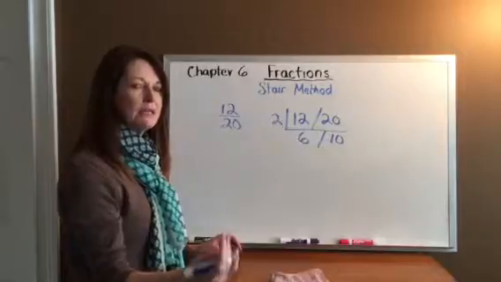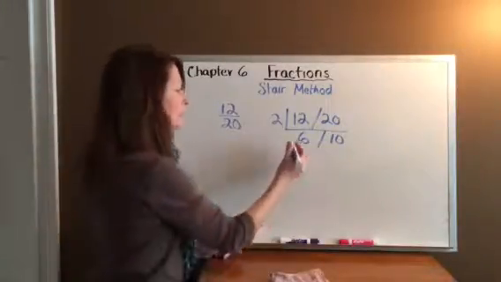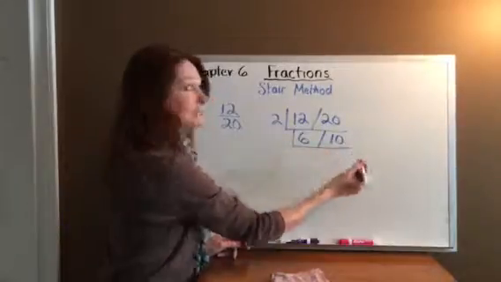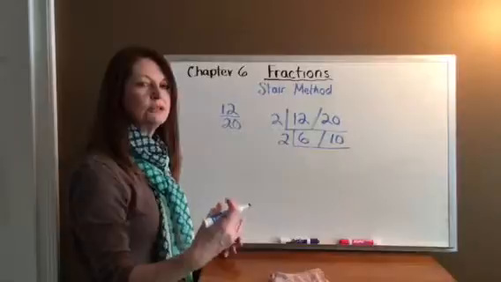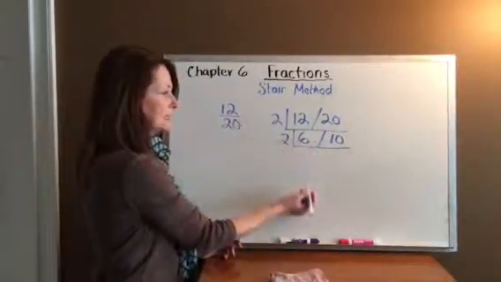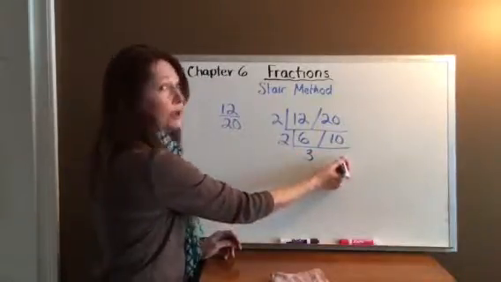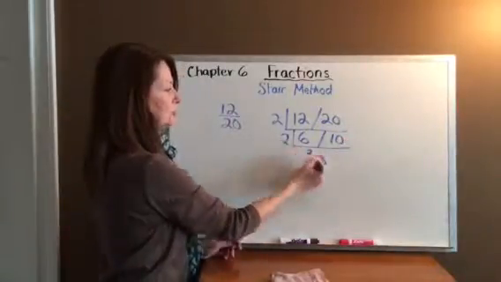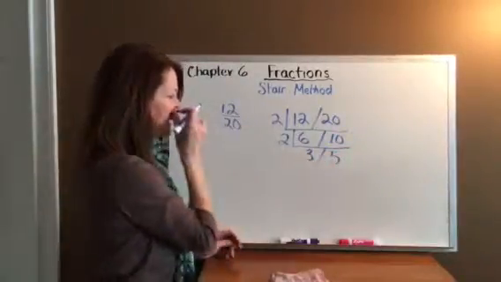Can I do that again? Is there a number that would go into 6 and also go into 10? Yes, there is. And it's 2 again. So go ahead and put your 2 right here. And again, you're saying to yourself, 2 times what number would give me 6? 3. 2 times what number would give me 10? 2 times 5. All right.